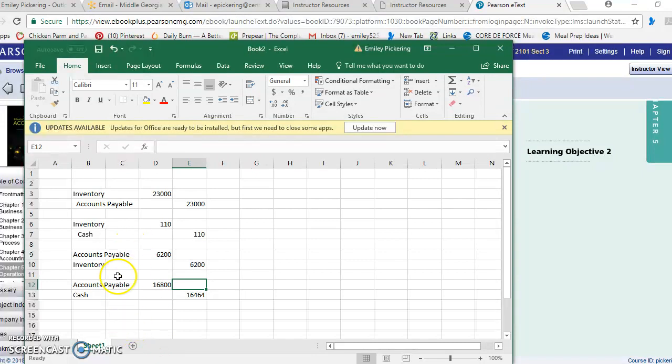Okay, sorry about that. So your accounts payable is what you actually owe. I originally owed 23,000, and then I returned 6,200 of it. So this obviously does not balance. So the balance goes to inventory. So this was our discount, $336, that 2%, okay?